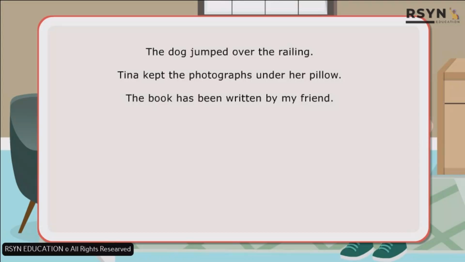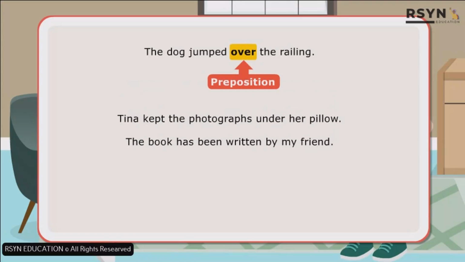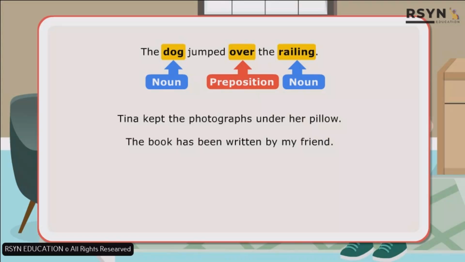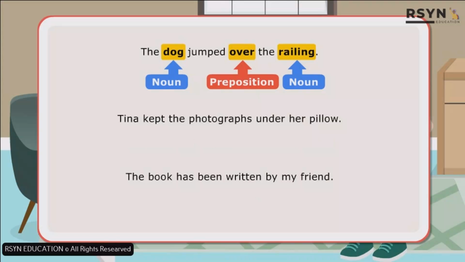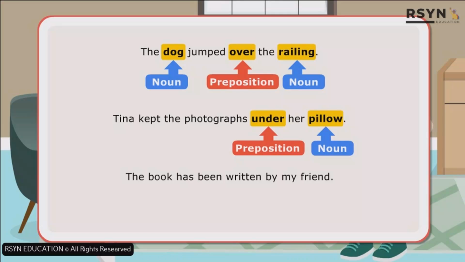In the first sentence, over is a preposition as it is positioned before the noun railing and tells its relationship with another noun, dog. In the next sentence, under is a preposition as it comes before the noun pillow and speaks about its relation with another nearby word in the sentence, photographs.